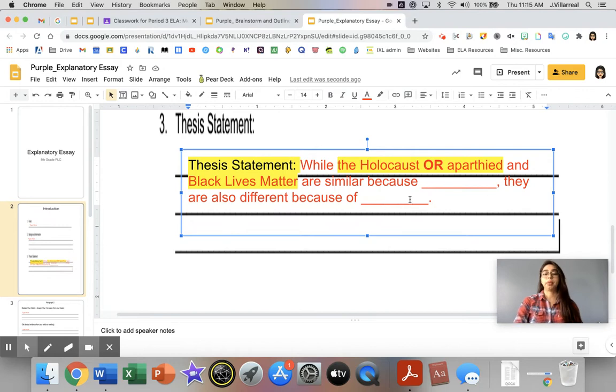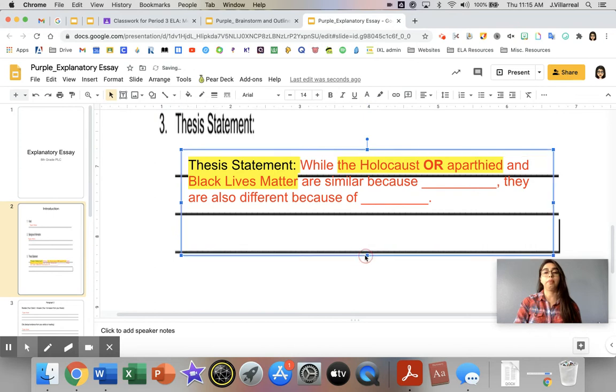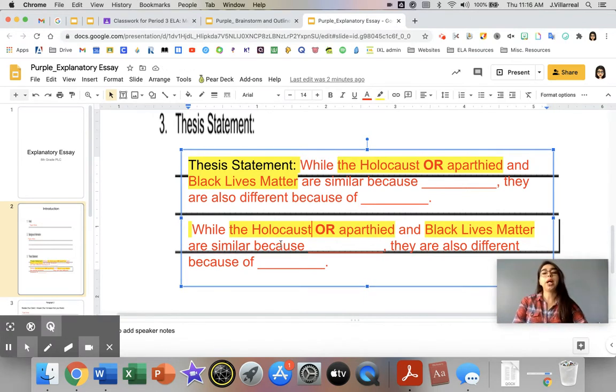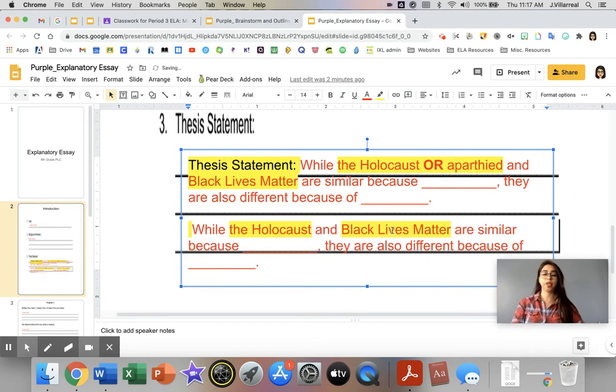So I'm going to write an example one down here. I'm only going to fill in one blank though. So I'm going to copy this again. Okay. Now I'm going to pick, let's see, the Holocaust, right? So I'm going to go ahead and get rid of this part. So I'm saying while the Holocaust and Black Lives Matter are similar because of blank, they are also different because of blank. Now, I have my brainstorm here.